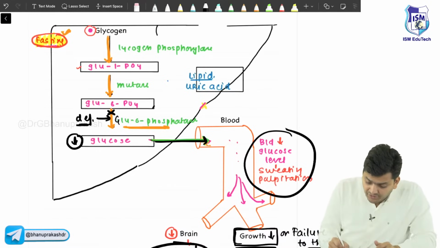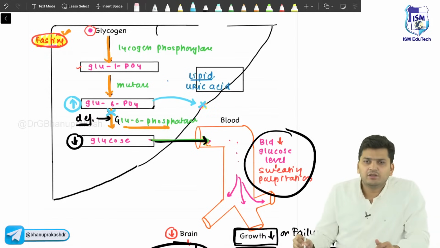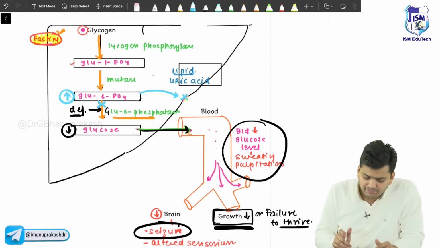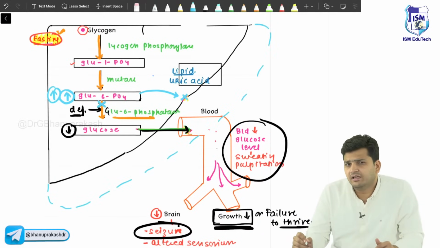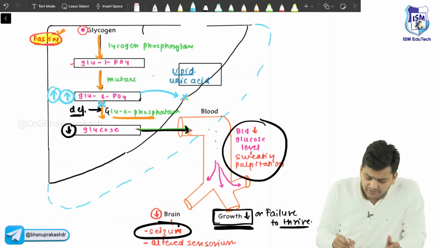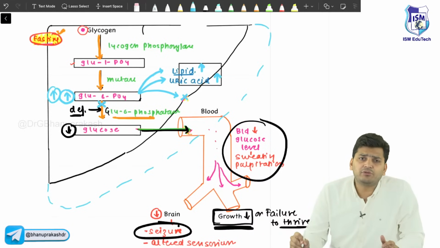Now, everyone pay attention. If this reaction will not happen, there is going to be an increase in glucose 6 phosphate. The problem with glucose 6 phosphate is that it is impermeable to the cell membrane. Because of this, it will slowly build up in the liver, and the liver size will increase drastically. This child will have hepatomegaly. There is one more thing: glucose 6 phosphate can convert into lipids and uric acid. So this child will have an increase in uric acid and lipid: hyperlipidemia, hyperuricemia.